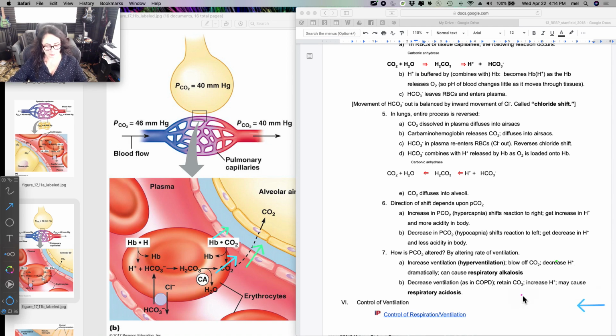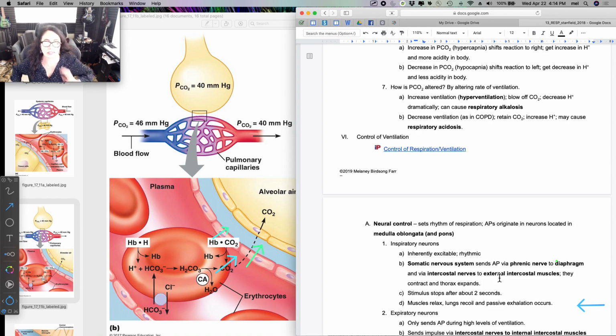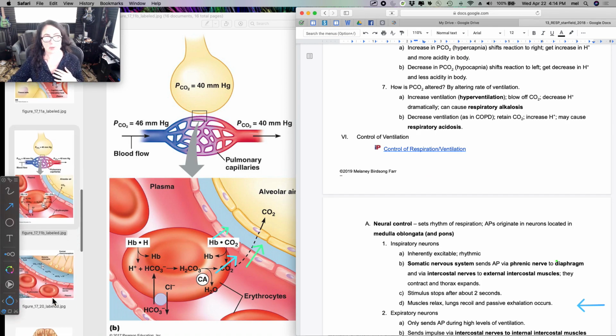Okay, so last topic here, we did all the hard stuff, by the way, is control of ventilation. So back to the concept of breathing instead of just gas exchange and carrying gases around. So I want to talk about the concept of controlling ventilation. So here's the deal with how ventilation is controlled. It's primarily controlled by the nervous system, of course, neural control, and primarily by the somatic nervous system, because the somatic nervous system controls the diaphragm and the external intercostal muscles.